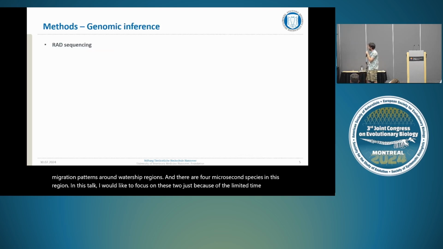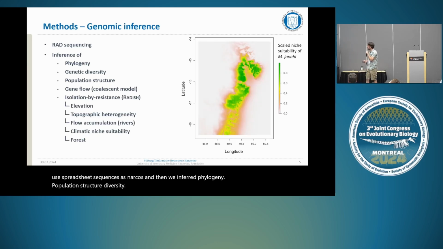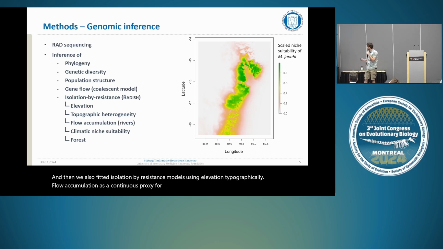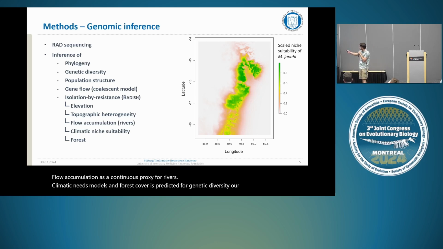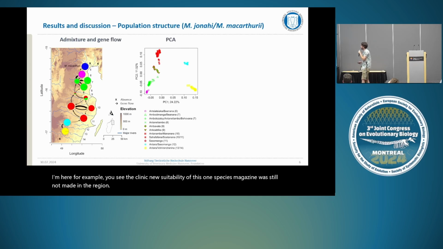So we used RAD-seq sequences as markers, and then we inferred phylogeny, population structure, diversity, patterns of gene flow. And then we also fitted isolation by resistance models using elevation, topographic heterogeneity, flow accumulation as a continuous proxy for rivers, climatic niche models, and forest cover as predictors for genetic diversity or connectivity. Here, for example, you see the climatic niche suitability of this one species, Microcebus jonahi, in the region. So let's start with Microcebus jonahi.